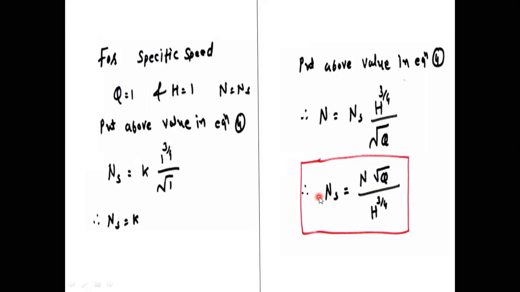Here NS is the specific speed of a geometrically similar pump, N is the speed of the actual pump, Q is the discharge of the actual pump, and H is the head against which the actual pump runs. So this is the final equation of the specific speed.